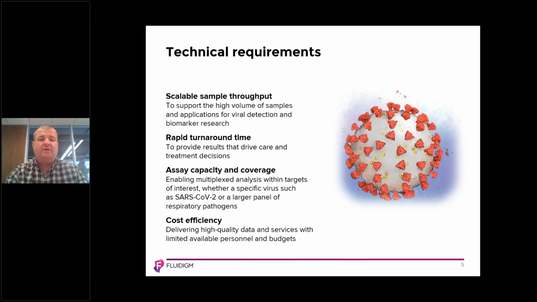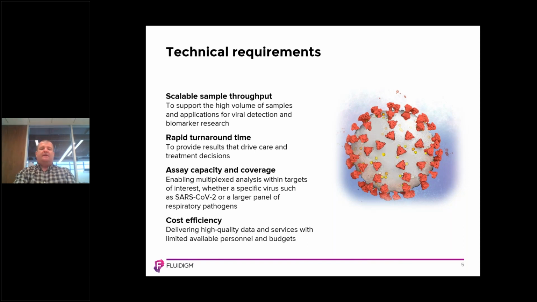There's also a need for rapid turnaround time to result. Of course, much of the testing that goes on has to lead to an actionable result. And so it's important that we have a rapid turnaround time to provide the results that drive care and treatment decisions.